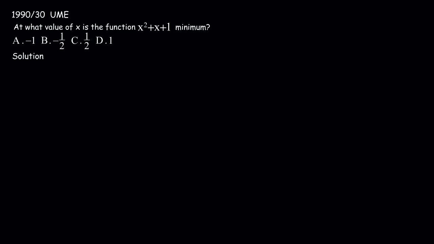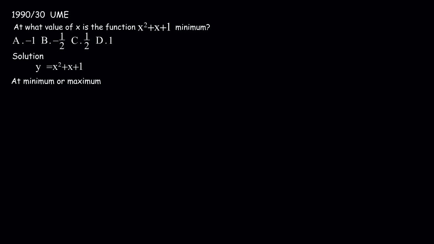Our very first question says that at what value of x is the function x squared plus x plus 1 minimum? Remember, since it's a quadratic function, we have just one turning point. And it's already stated in the question that the turning point is minimum. So the very first thing we are going to do is write down our equation y equals x squared plus x plus 1.